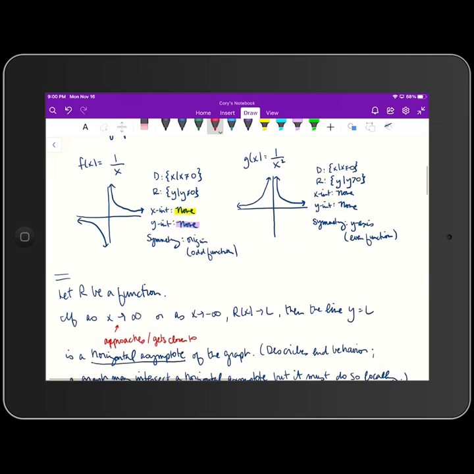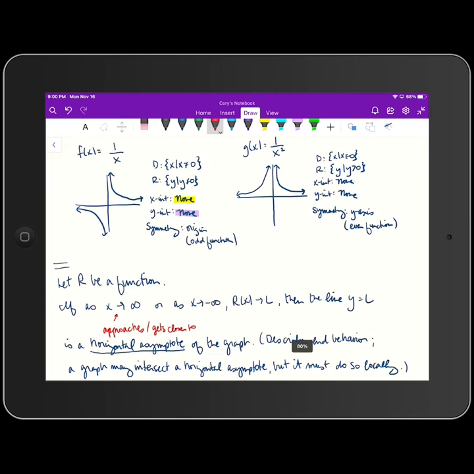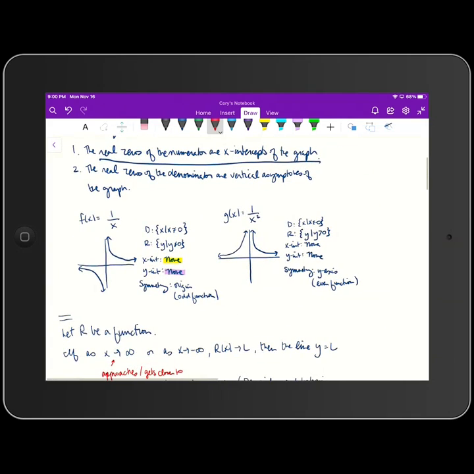So what I want to do is come back and look at these two functions that we left off looking at in class. So we have the function 1 over x and the function 1 over x squared. If we look at that definition for a horizontal asymptote, it says that as the x values go to infinity, I'm going to draw this in red, and as the x values go to negative infinity, if we look at the graph of our function, I'm going to highlight this in blue.